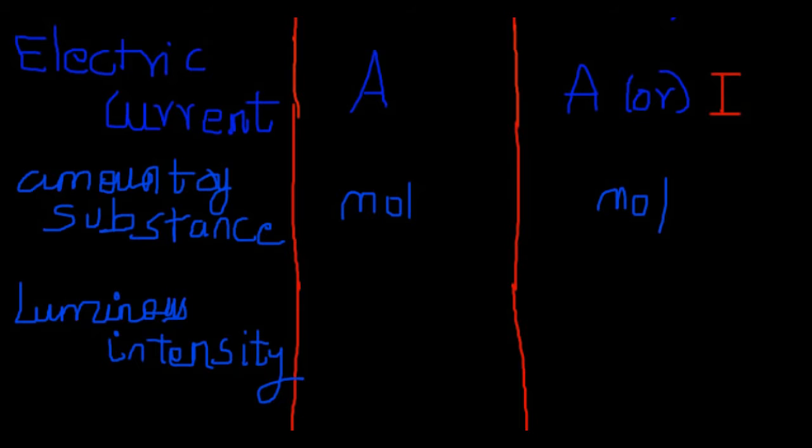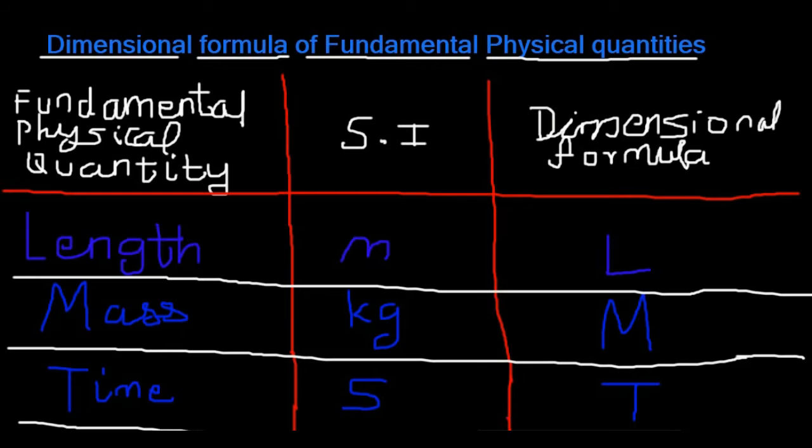The next physical quantity we will see is luminous intensity. Its SI unit is candela, that is cd. Its dimensional formula is also the same as its symbol, that is cd. Okay, this is the summary of the fundamental physical quantities, their SI units, and their respective dimensional formulas. Please make a note of it.